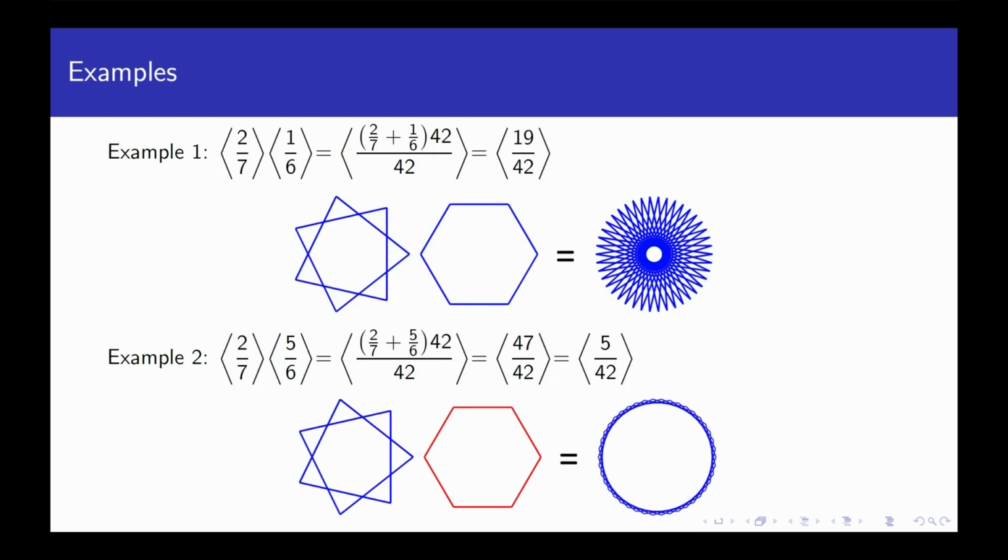So let's just do a couple of arithmetic problems. The 2/7 star and the 1/6 star get you a 19/42 star. So if you would like, heptagram plus hexagon equals Ruth Bader Ginsburg descent necklace.